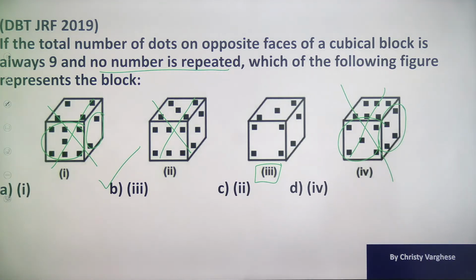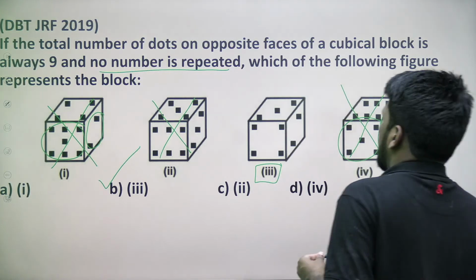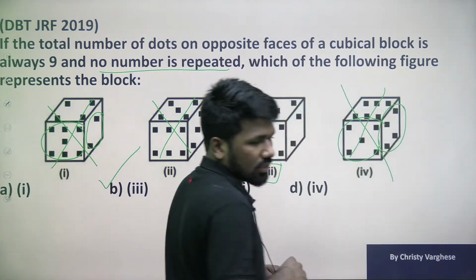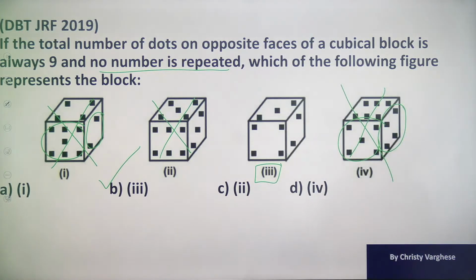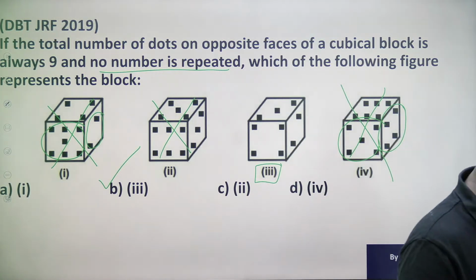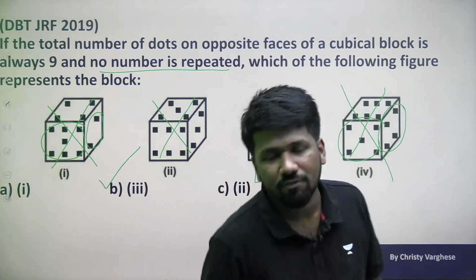So are all of you clear now? Please respond whether it is clear or not. Opposite faces, the numbers added will be 9. Number of dots will be 9. Okay, not clear. Those of you who didn't understand, listen carefully.